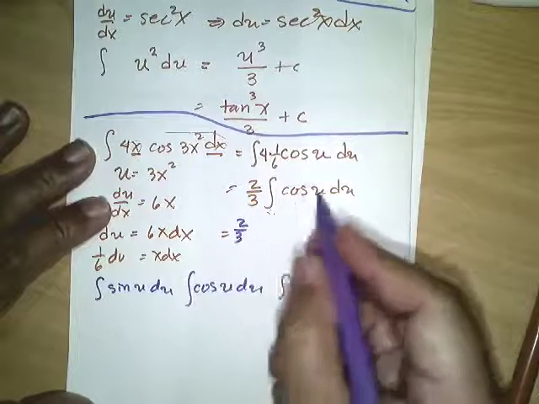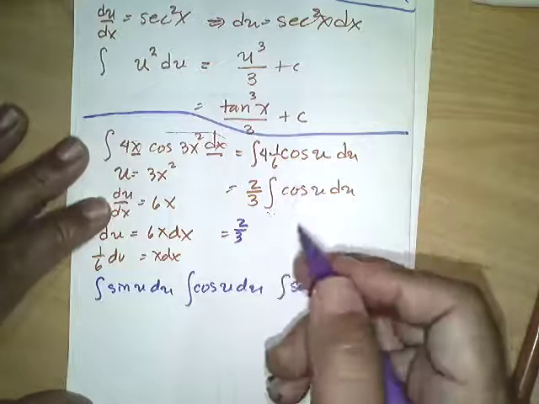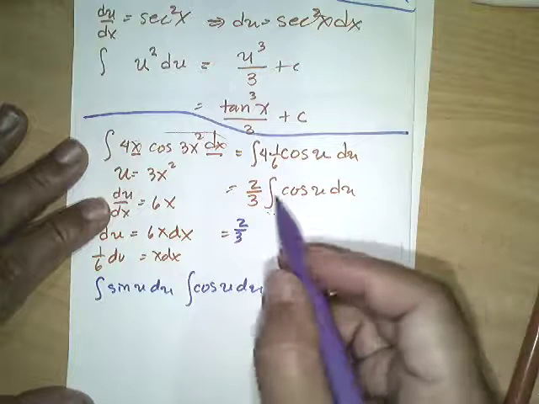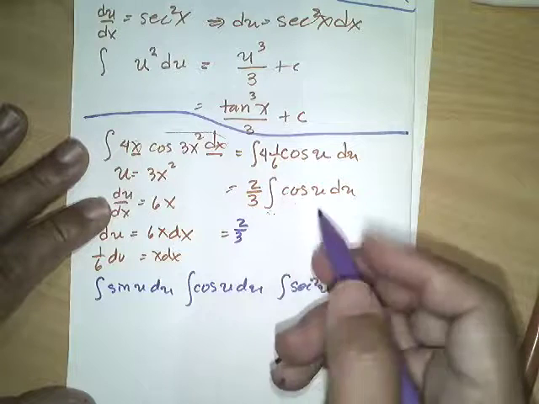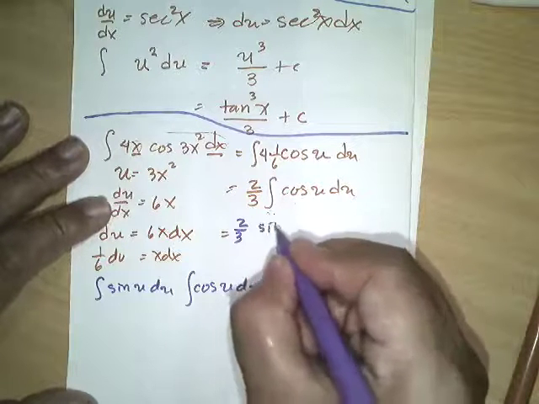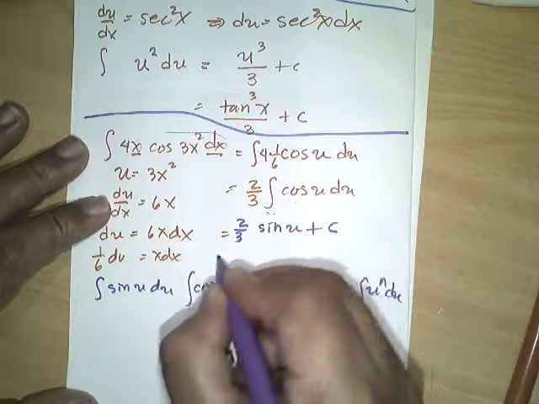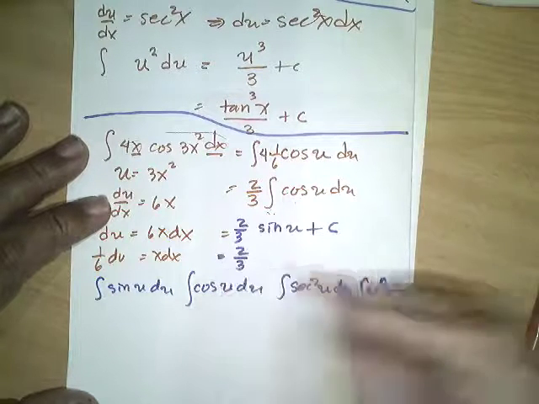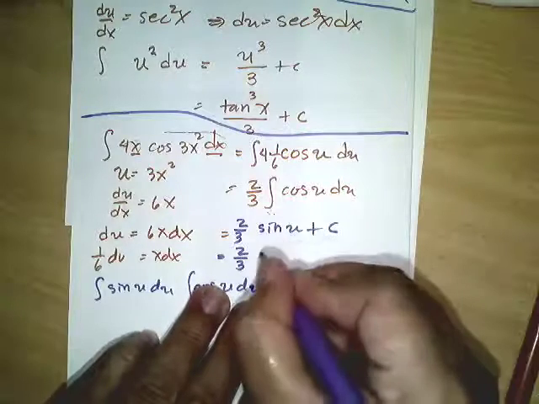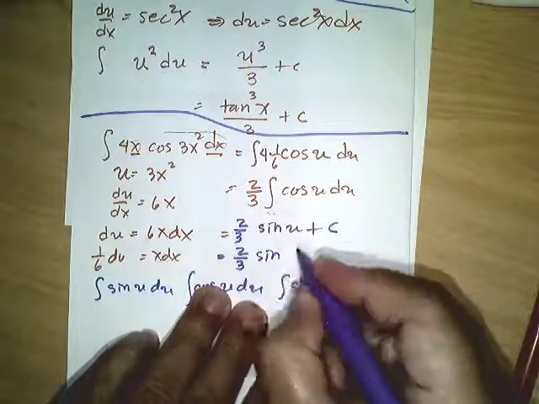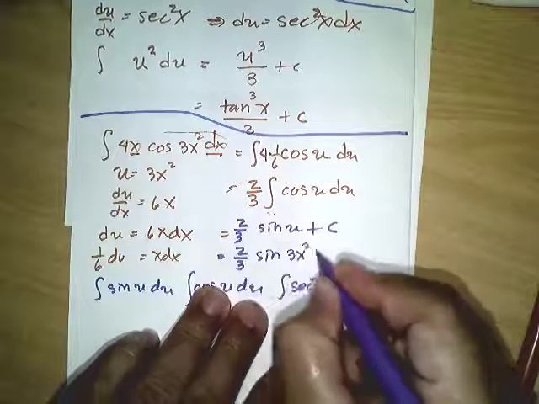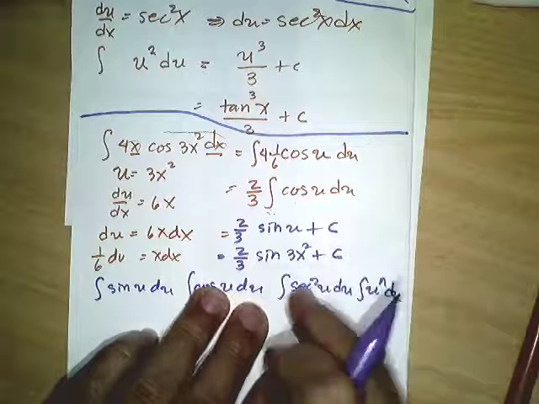So now this is 2/3. The integral of cosine u is equal to sine u, so the integral of cosine u is sine u plus c. So the final answer now is 2/3 sine, let's put back our u, which is 3x squared, plus c. So there you go.